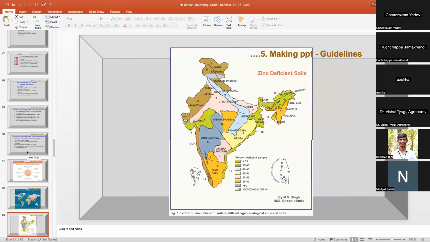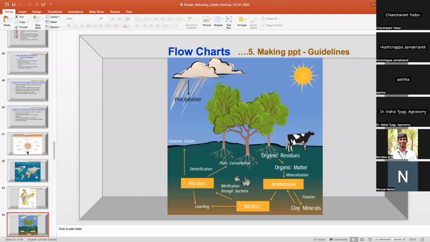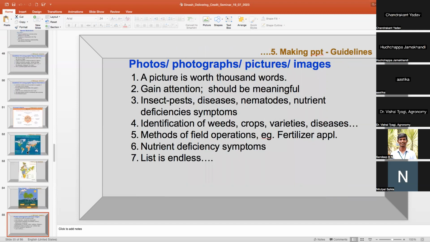Maps for zinc deficient soils here. So you can see a variety of maps are available. Some flow charts are available to make the audience understand a particular subject better. Now, photos and photographs are also important. As somebody has said, a picture is worth 1,000 words. So wherever possible, we should present pictures.